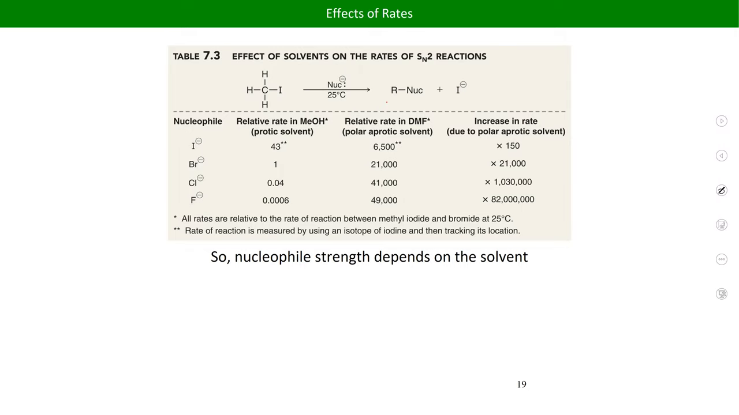So in methanol, look at the difference between these two in the same solvent. Even though we would normally expect fluoride to be a better nucleophile than iodide, because it's smaller, it can better attack and form stronger bonds. It's a worse leaving group than iodide, but in a protic solvent, it's also a worse nucleophile, by a factor of 10 to the 5. It's 100,000 times slower in methanol.